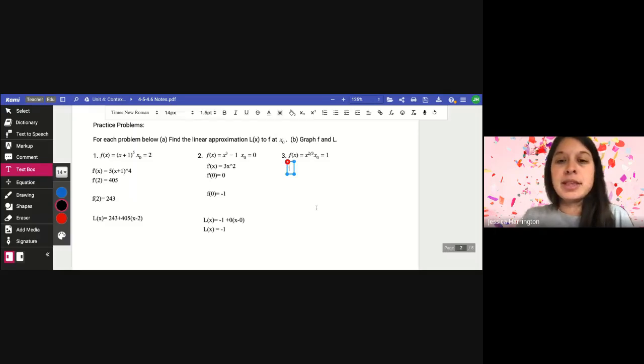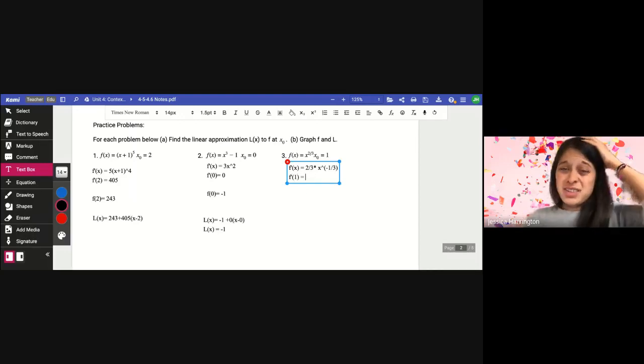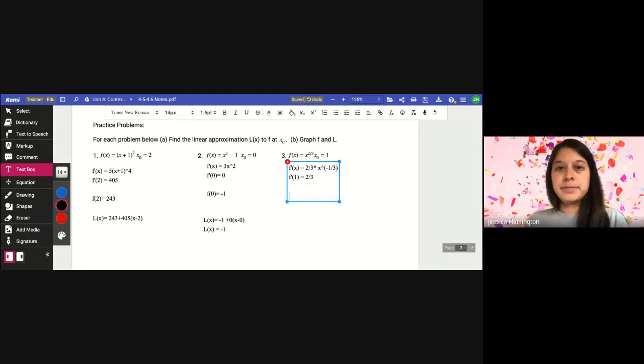Okay, here is f of x. So let's find f prime of x. That's going to be equal to 2/3 times x raised to the 2/3 minus 1, which is minus 1/3. Right? And then let's evaluate at the point they gave us, which is 1. That leaves us 1 to the negative 1/3 times 2/3, which is just 2/3. Okay, now let's evaluate the actual function at 1. Well, 1 to the 2/3 is just 1.